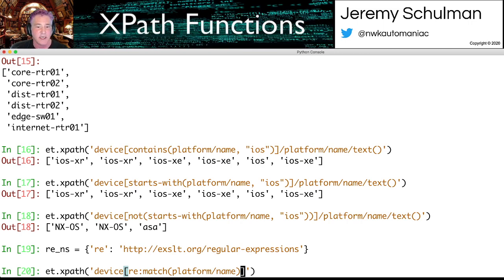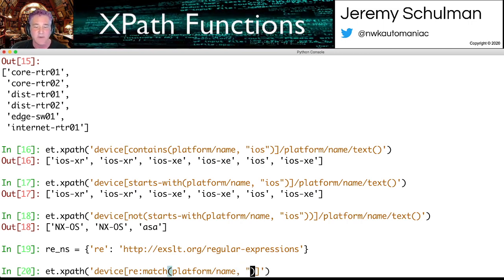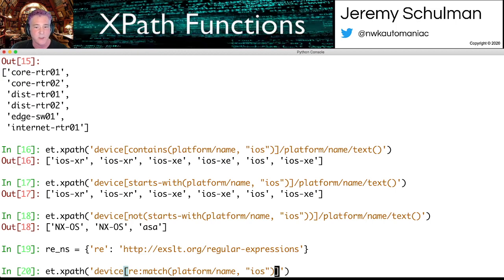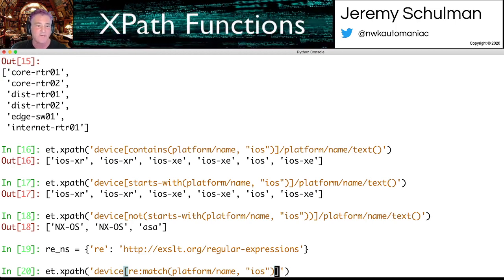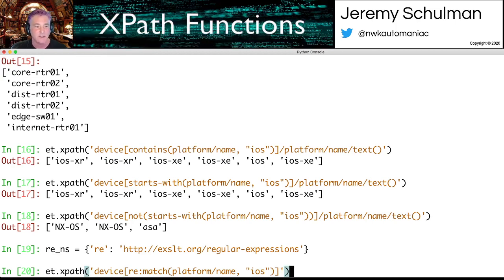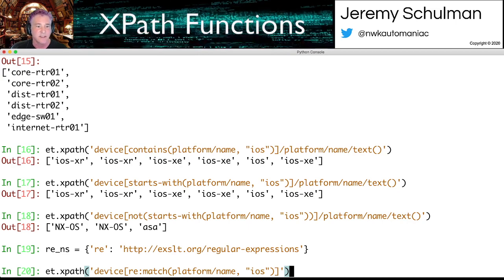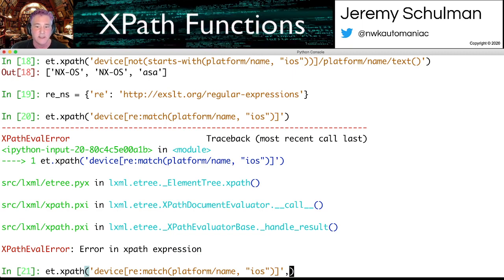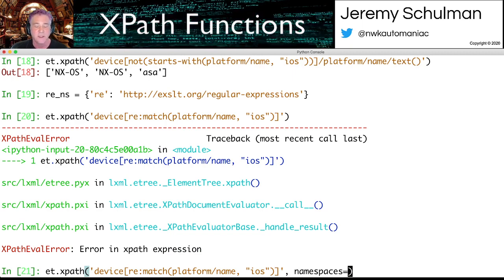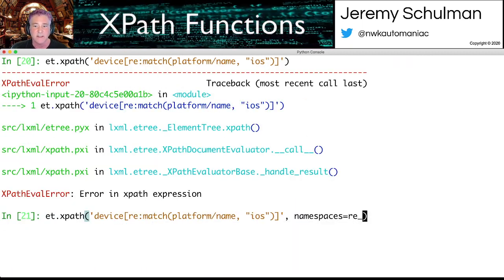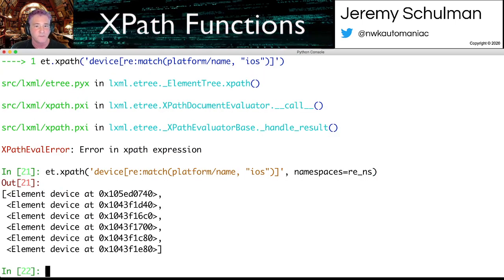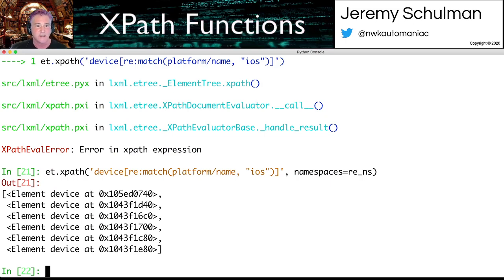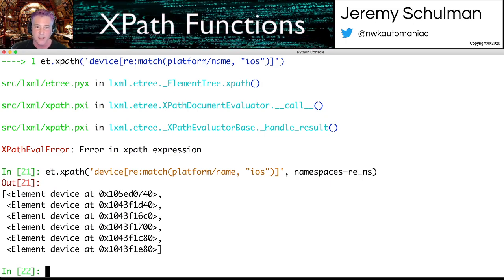So this is the thing that I want to match. And if I give it a regular expression like iOS, for example, that should match it. Now, if I forget to tell it about the regular expression namespace, you're going to get an error. This is what it's going to look like. So what you have to do is you have to tell the XPath that I want to use some namespaces that I've defined. So you get this positive result. So now this is regular expression. This is a really simple regular expression.